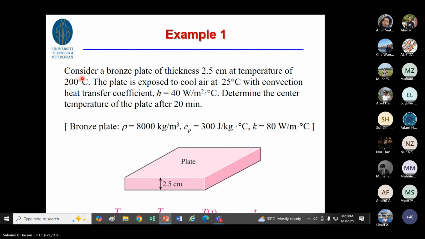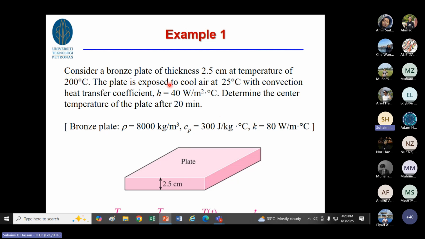They put in the plate. The initial temperature of the plate is 200. They expose it to the cool air at 25. h given, k given, Cp also there, rho is given. The time is 20 minutes. So they are looking for TT. The final should be lower than 200 or larger than 200? Should be larger, right? Smaller, right, because initial is 200.